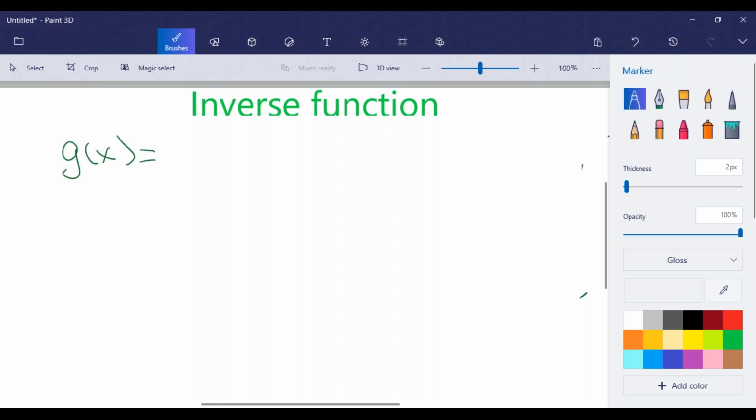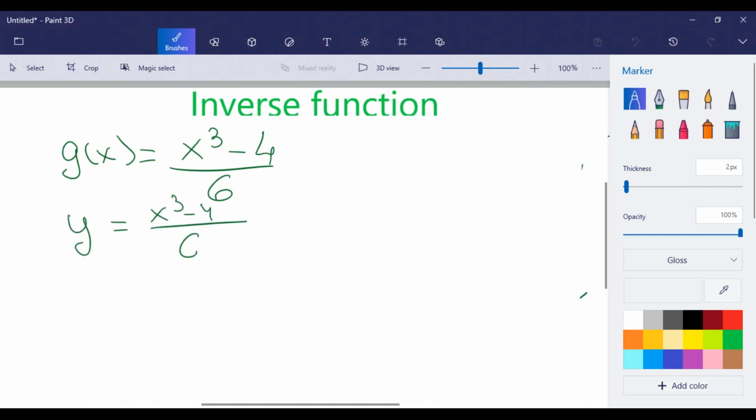g(x) equals (x cubed minus 4) over 6. Again, g(x), h(x), f(x), all of them are the same, and I can write y instead of them. y equals (x cubed minus 4) over 6. What will be the cross multiplication? x cubed minus 4 equals 6y. What's x cubed? 6y plus 4.